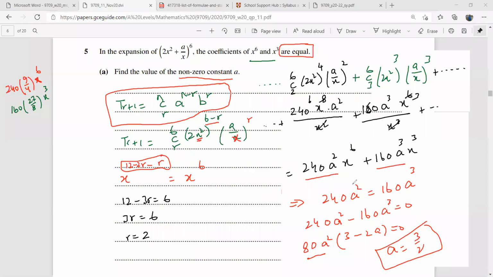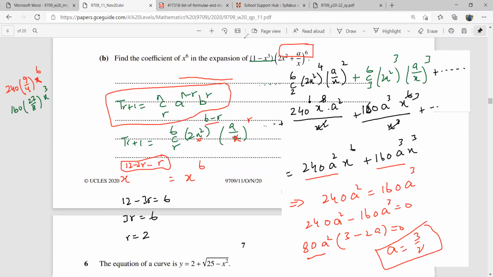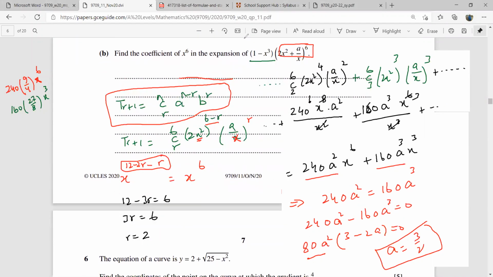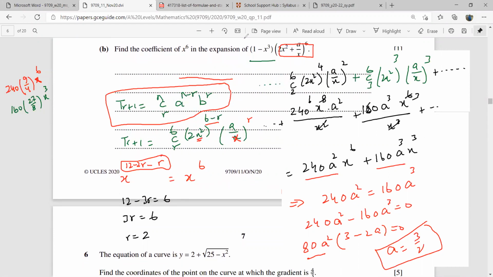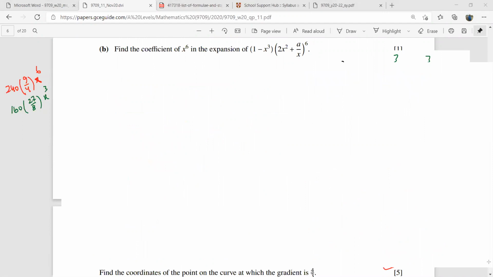Just a minute. Okay guys, I'm going to move to the second part now. I have to clear all of this first. Now it says: find the coefficient of x⁶ in the expansion of all of this. So you will be needing both of them.